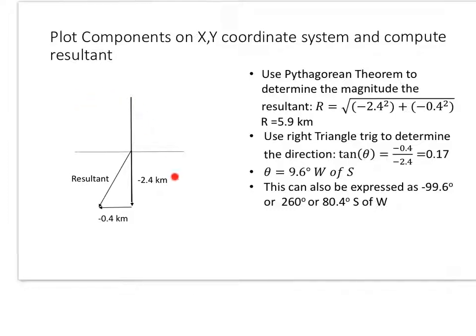Okay, so here I've taken the sum of the x and y components and plotted them on the xy coordinate system. The sum of the x's was negative 0.4, so I've got that pointing to the left, and the sum of the y's was negative 2.4. I've got that acting down this way. Now, notice I've made the x and y components into a triangle. I didn't put the x over here so that I could make it into a triangle.